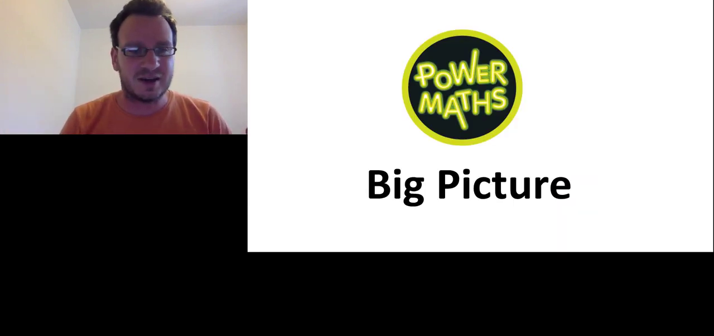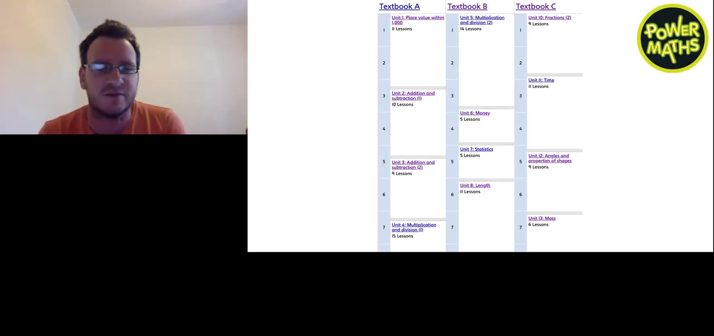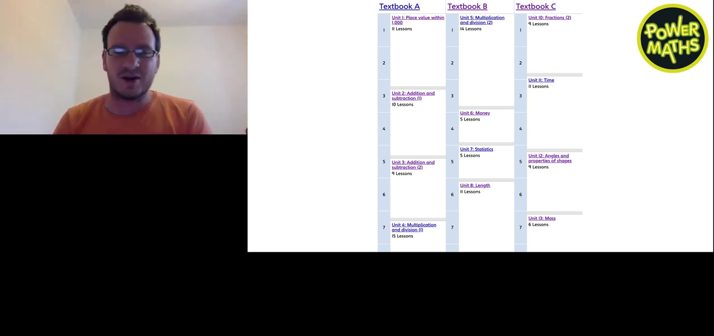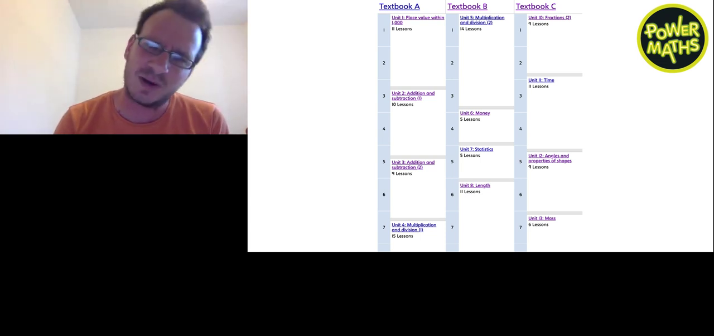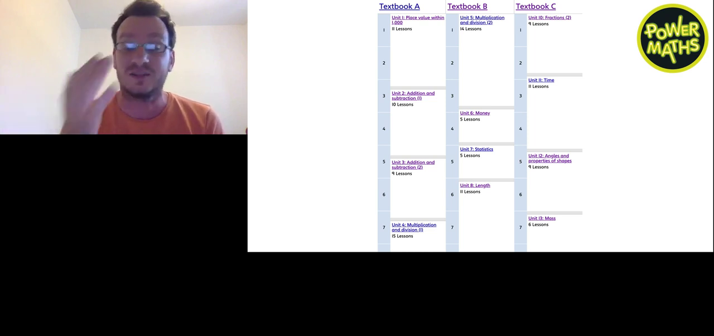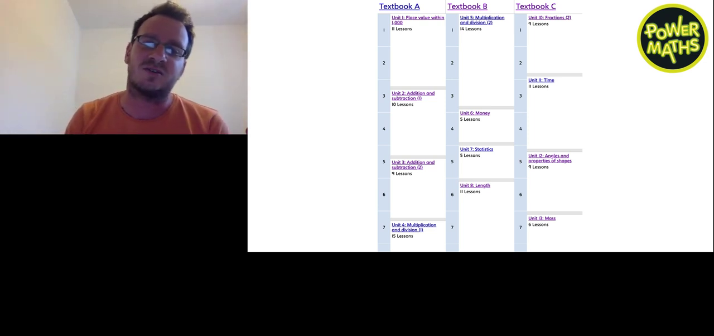So again, I've picked year 3. Here is the yearly overview for year 3. I'm going to look. Every year group pretty much follows this. Textbook A is place value. Then we're looking at addition and subtraction, then multiplication and division. I think that's fair. Sometimes we've got a little measure unit fitted in here. Often that's just because of number of lessons, number of weeks. However, we've got this flow that always goes on there.